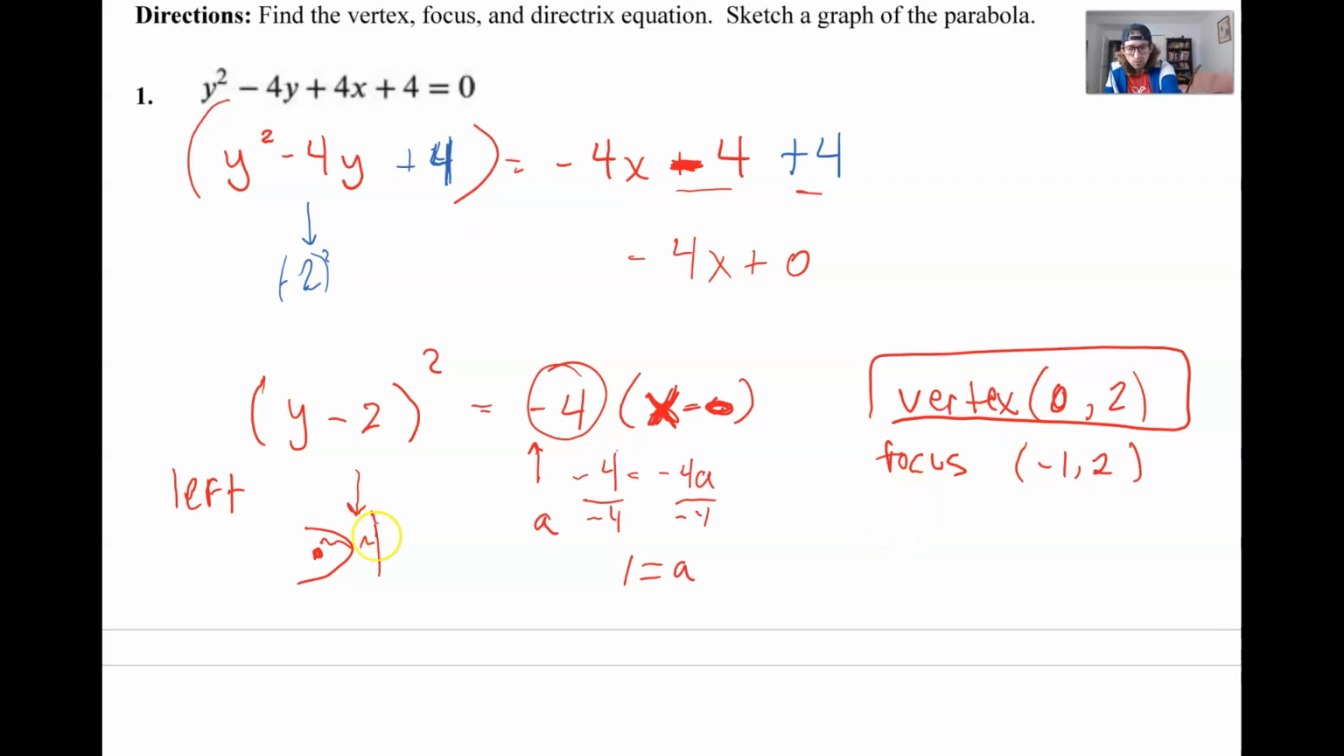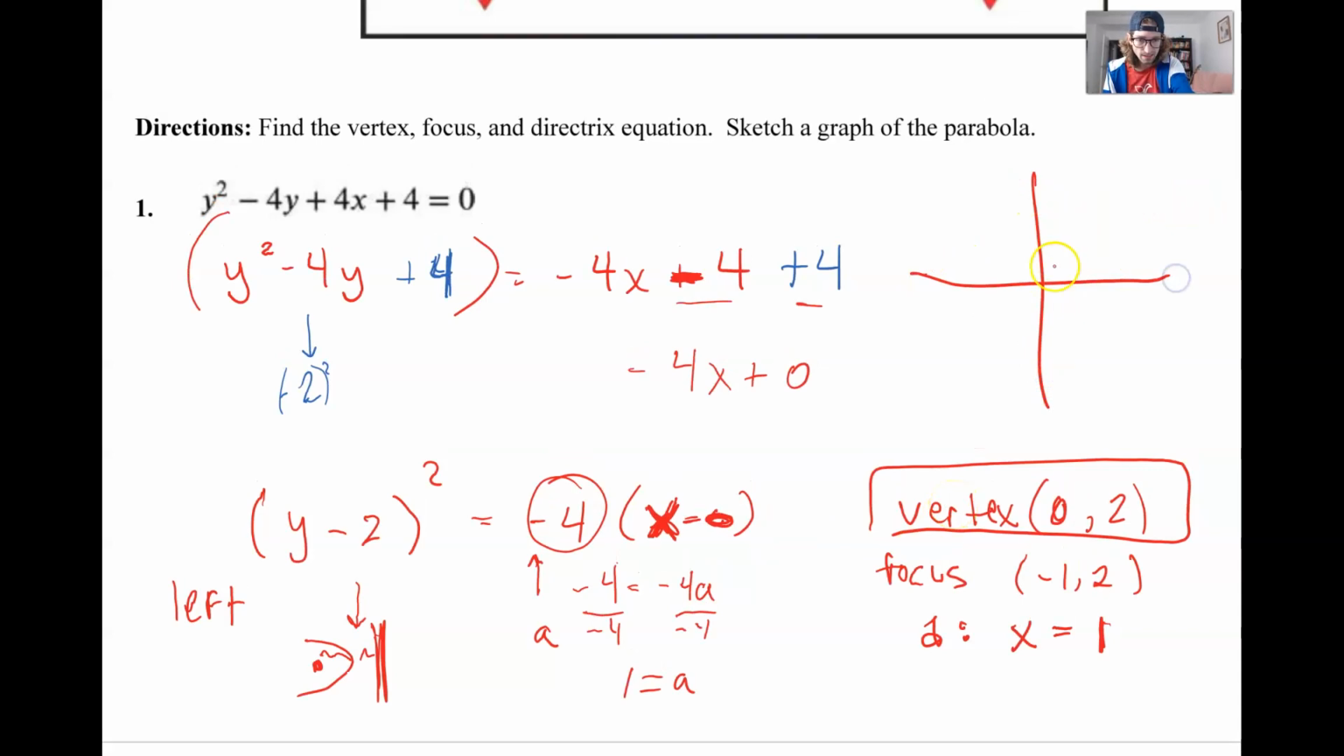And our directrix will be a vertical line. So that's going to be x equals, and that's going to be 1 to the right of the vertex. So the x coordinate of the vertex is 0, moving it 1 to the right would be at 1. So what would a decent sketch of this look like?